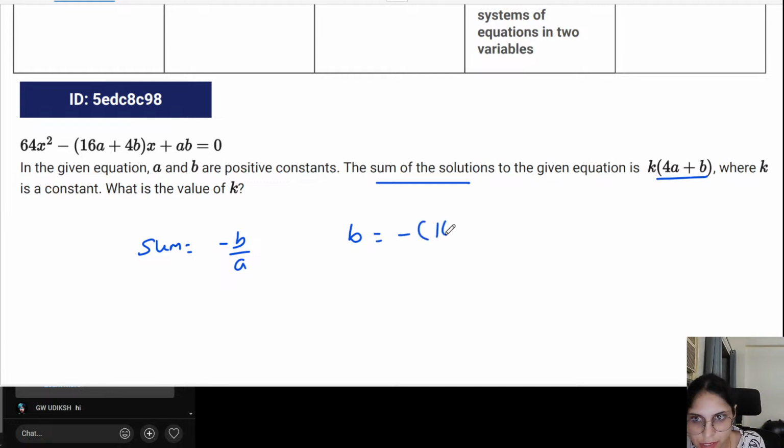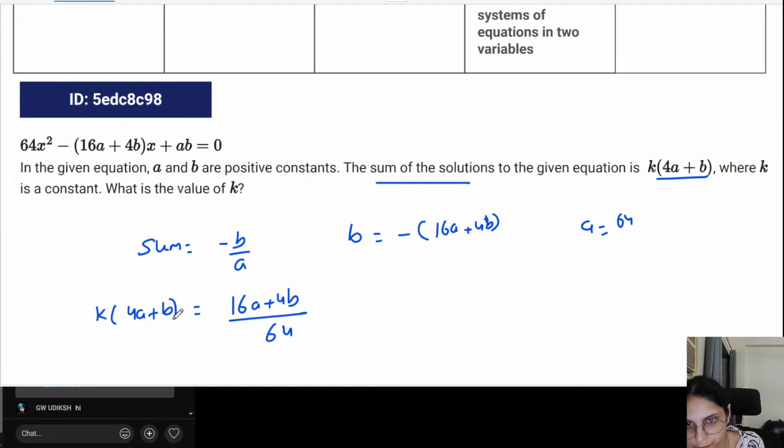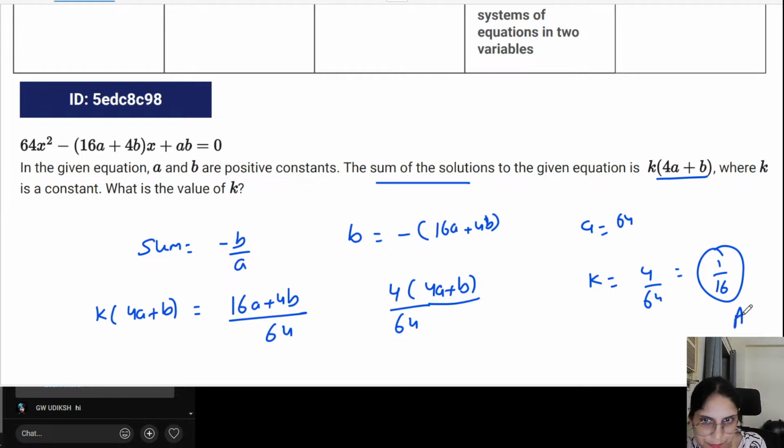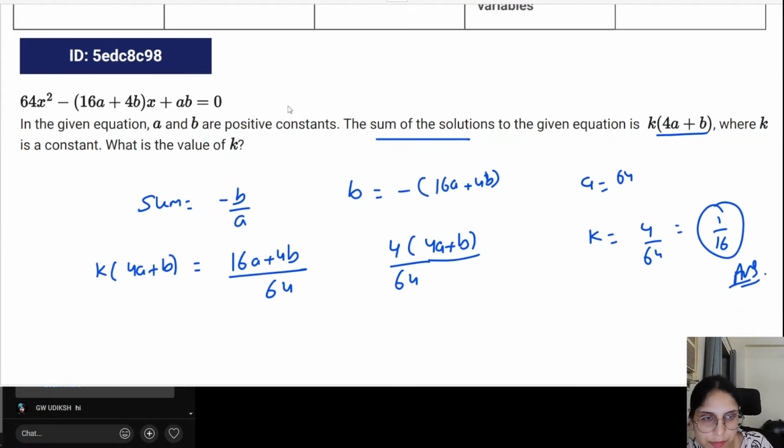B is negative 16a plus 4b and a is 64. So this will be 16a plus 4b over 64. It's equal to k times 4a plus b. So you're taking it like this. So k has to be 4 over 64. That is 1 over 16. So 1 over 16 is your answer. Got it?